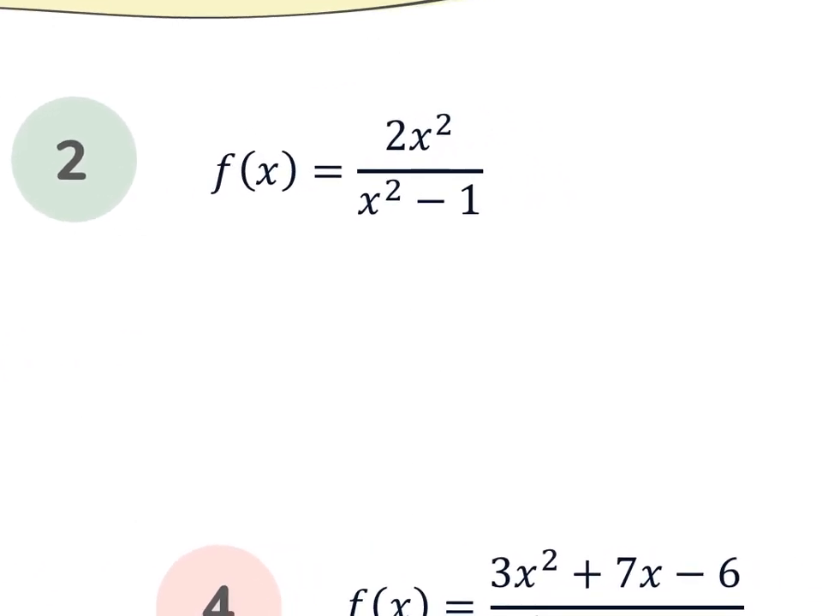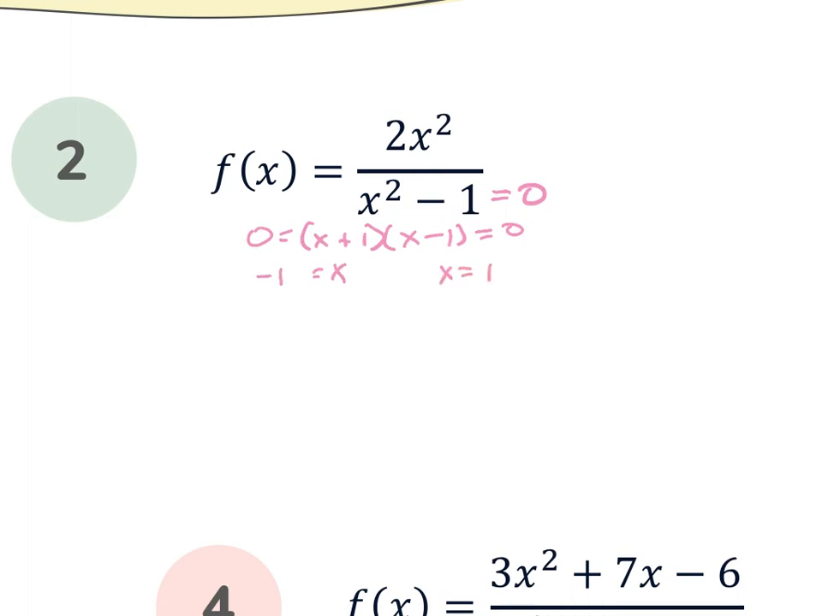All right, number 2. Start with the vertical. So set my denominator equal to 0. There's 2 ways to do this, right? What's one way to solve x squared minus 1 equals 0? I can factor it, x plus 1 and x minus 1, because that's the difference of 2 squares. Set them each equal to 0, and I get x equals negative 1 and x equals positive 1.